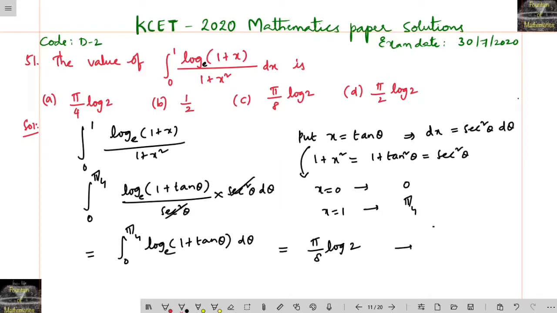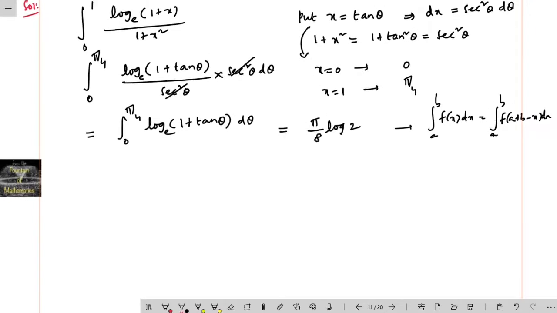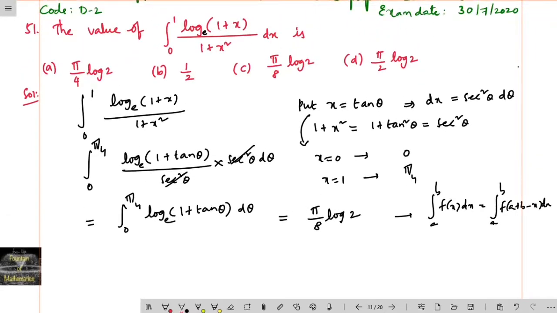By using the property that the integral from a to b of f of x dx is equal to the integral from a to b of f of (a plus b minus x) dx, we can use it. If any student requires the proof for this one, you can mention it in the comment box. I will give it in another video. So pi by 8 log 2 is the answer to 51. We can go with option C. Next question.